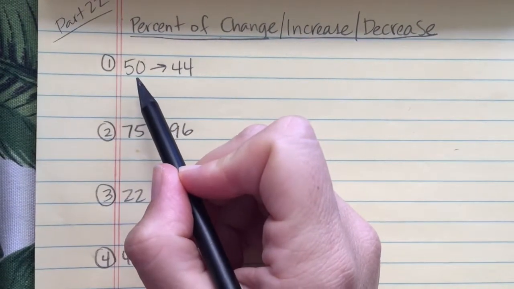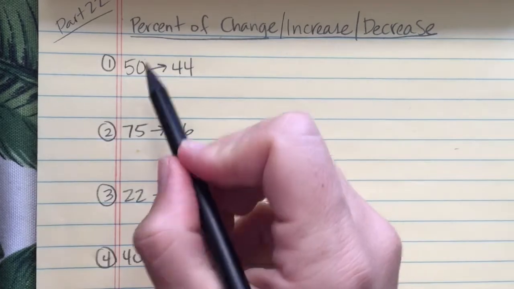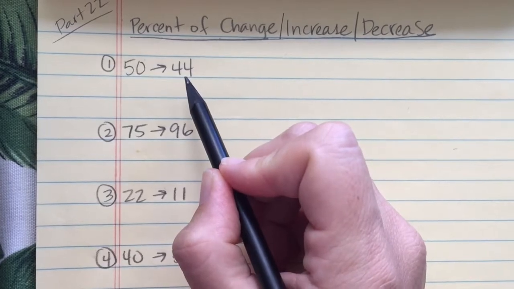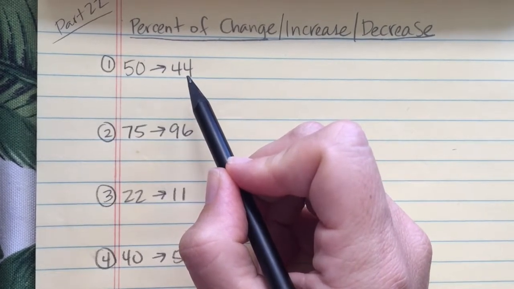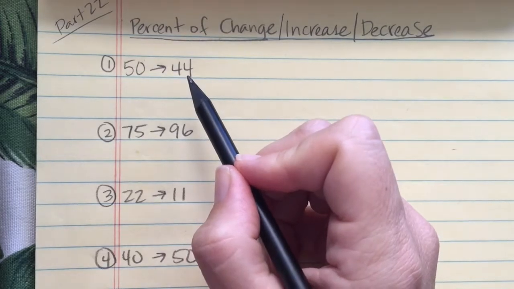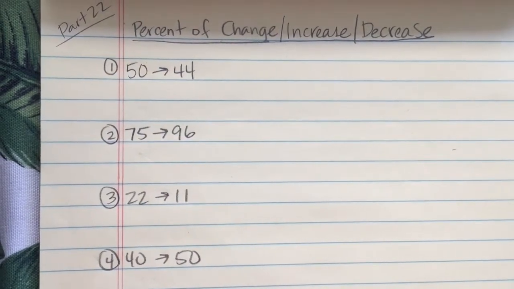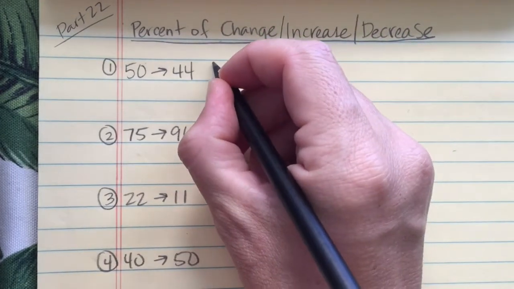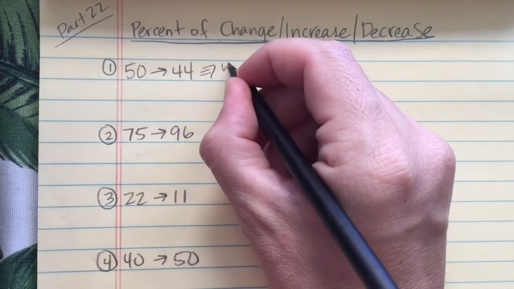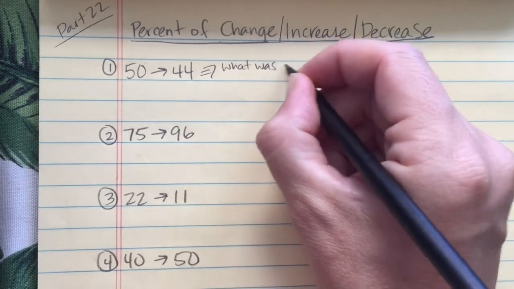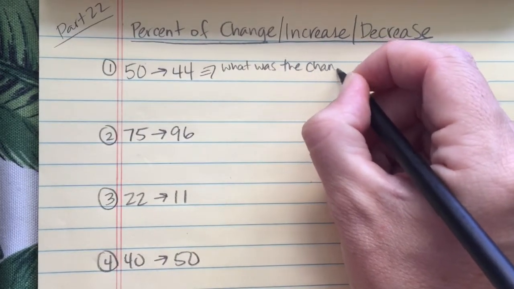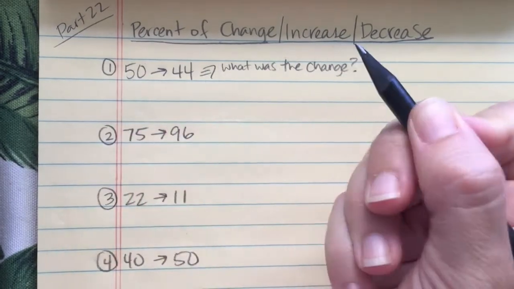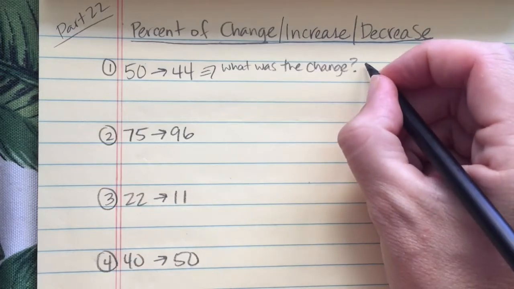Say, for example, you're at Target and you're buying something for $50. And you get to the register and they're like, oh, it's $44, it's on sale today. And you want to ask yourself, oh, I wonder what the percent of change was, or the percent of decrease. So the first thing you have to ask yourself is, what was the change? And in this case, it went from 50 to 44, so it was a decrease of 6.